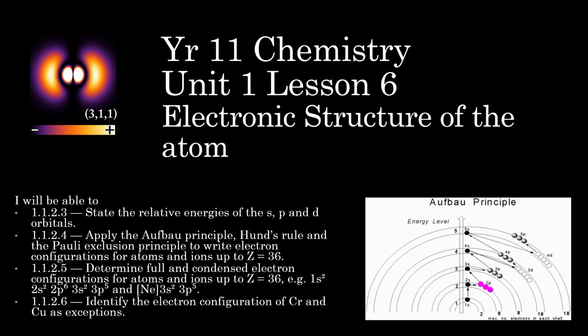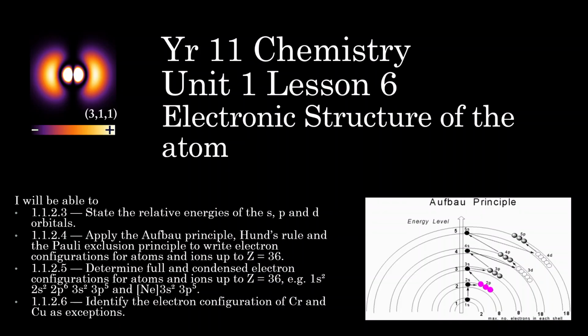Hund's rule and the Pauli exclusion principle to write electron configurations for atoms and ions up to atomic number 36. You can see where that is on your periodic table. Then we're going to determine the full and condensed electron configurations for atoms up to 36. I'm going to write them in full, for example, 1s2, 2s2, 2p6, 3s2, 3p5, and we can write them in the condensed form just by using the nearest noble gas configuration. We put that in square brackets.